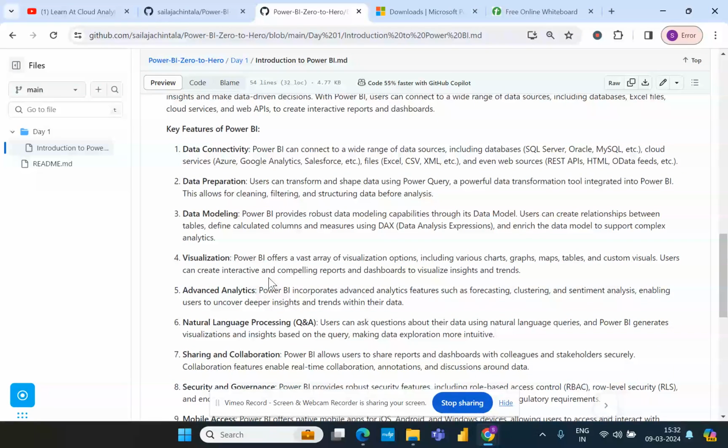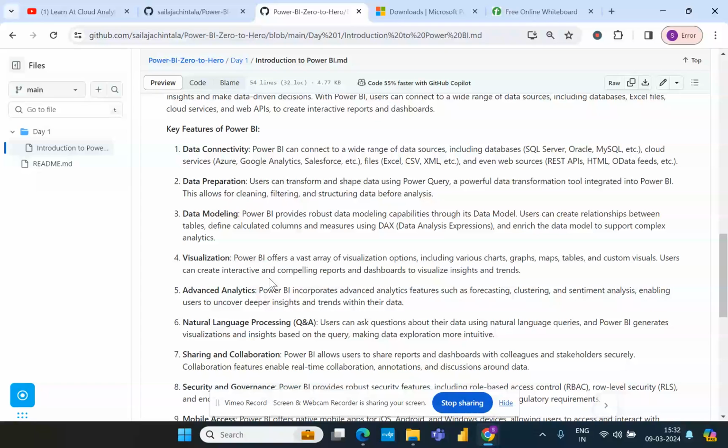I've listed a few key features, like data connectivity. Since Power BI is a product from Microsoft, it gives ease of connection to all its Microsoft data sources. Along with that, it has also provided access and connectivity to other data sources. So it has a wide range of data source connection options, and that includes all the databases, all the cloud services, all the flat files, and also web sources, APIs, and everything.